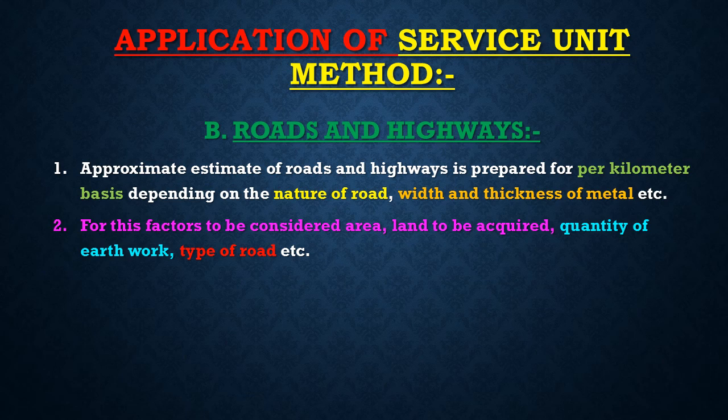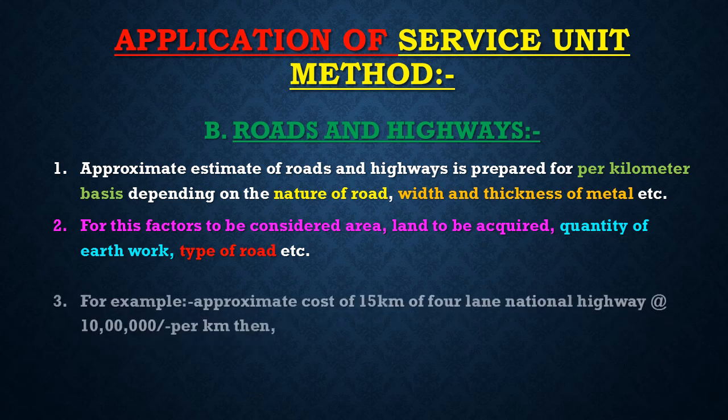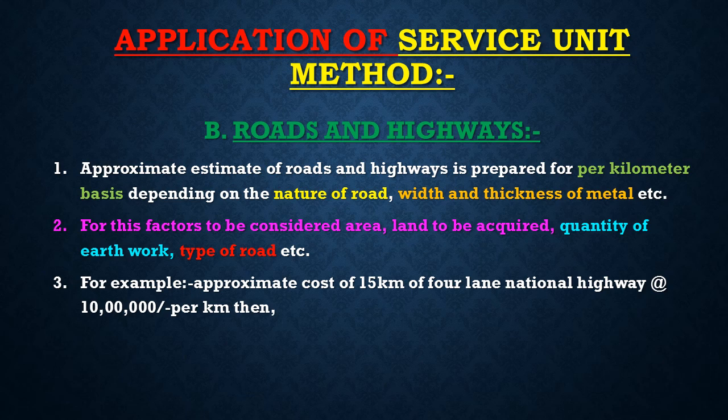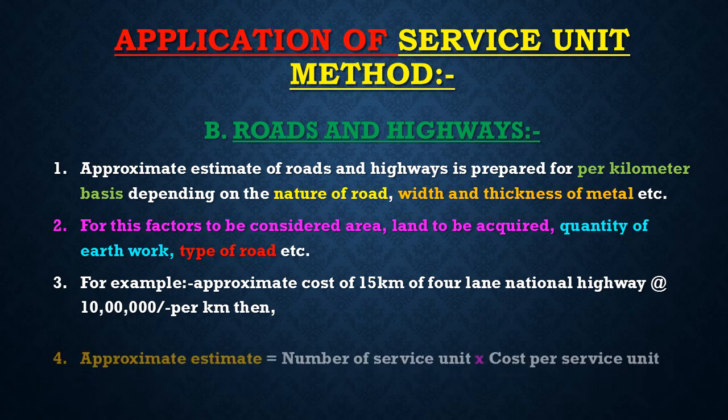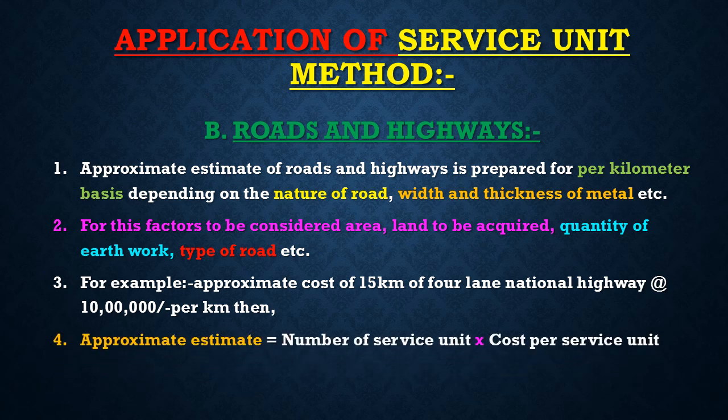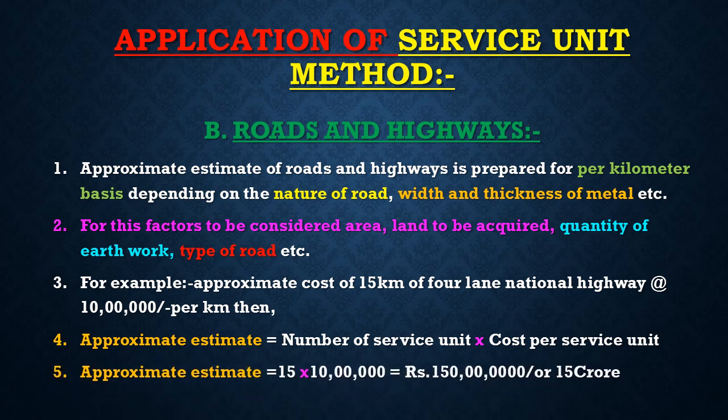Thus, by knowing the cost of construction per kilometer length of a similar road, approximate estimate of the proposed road can be prepared. For example, approximate cost of 15 km of 4-lane national highway is about 10 lakh per kilometer. Then approximate estimate is equal to number of service units multiplied by cost per service unit. 15 into 10 lakh is 15 crore, approximate cost of the 4-lane highway.